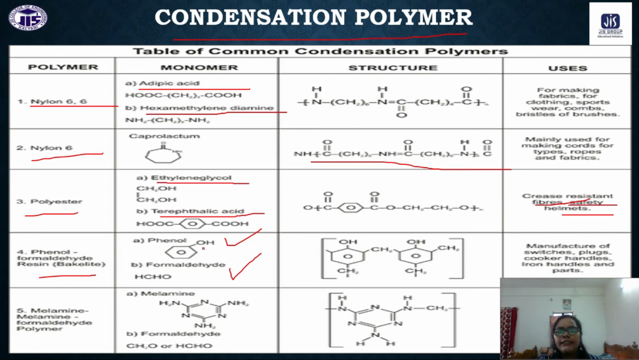Okay, so these are some of the examples of common condensation polymers that you have to memorize, because from this portion you can have questions like this: for Bakelite what will be the monomers? What is the use of polyesters? To write down the structure of nylon 6,6. So these are some of the questions that you are frequently asked in your exam from this portion.